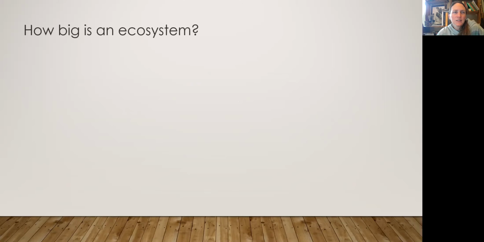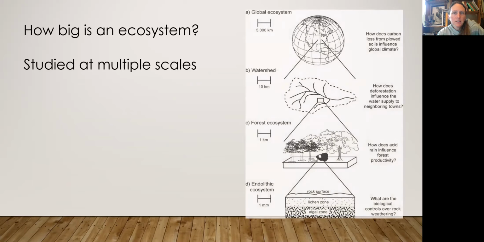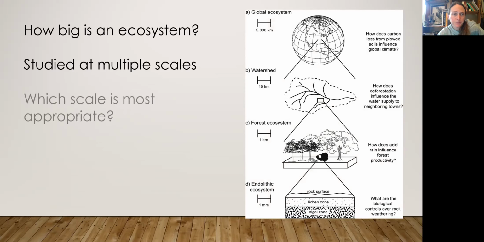Okay, so how big is an ecosystem? Well, it's something that can be measured at multiple scales, but typically at the larger scale. So you could think about the ecosystem of a very small rock, right? Or the ecosystem of a puddle. Those would be things at very small scales. But most of the time we're thinking at more of the landscape scale, things like forest ecosystems or watersheds, or maybe even all the way up to the whole globe.